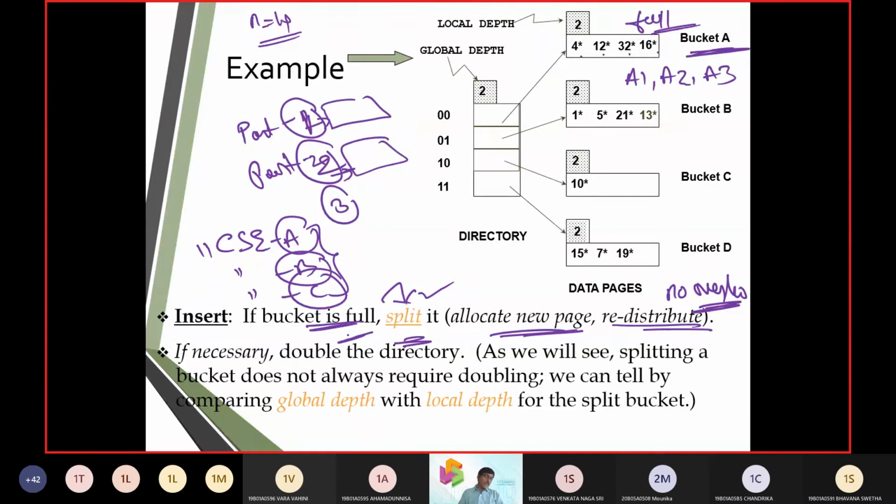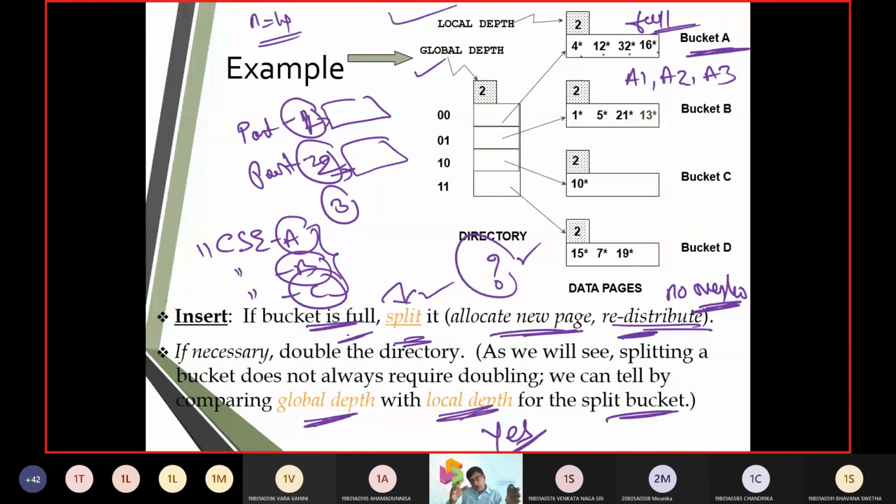Now the question was, if I am going to redistribute, will the directory structure change? Will the local depth, will the global depth change? Answer is yes. If there is a split in a bucket, definitely we need to update the global depth and we need to update the local depth. So both are essential. So unless the bucket is full, there is no problem at all.